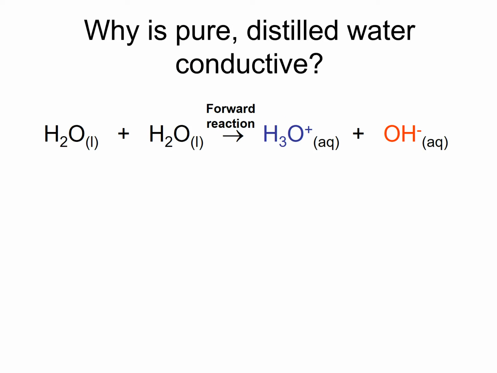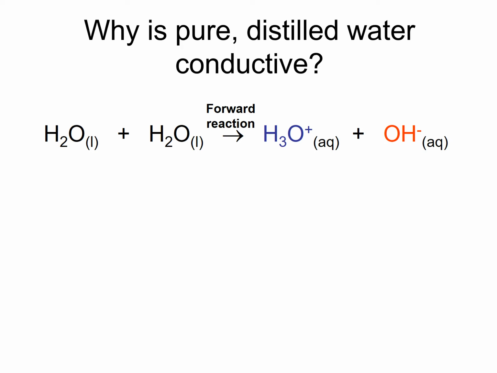Here's that reaction again, and this time I've labeled it with the words forward reaction. When we speak of the forward reaction, we consider the reactants to be on the left and the products to be on the right. And this reaction, the collision between two neutral water molecules producing the hydronium and the hydroxide, is what we'll call the forward reaction. It's not the only reaction that can occur.